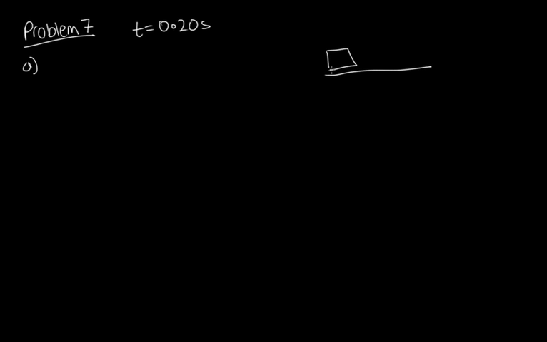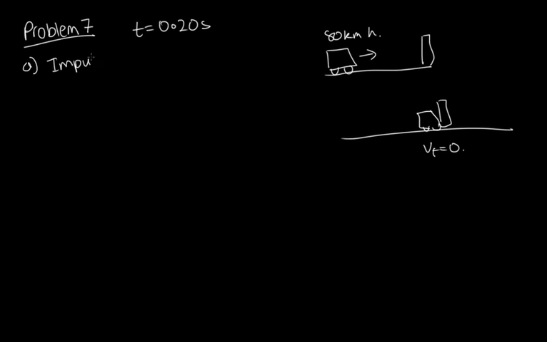So initially, we've got the car travelling at 80 kilometers per hour and the pole, and then after the collision, we've got a stationary car, so V final is equal to 0. So we know that the impulse is equal to the change in momentum, and it's also equal to force times time. So in this case, it's easiest to use the change in momentum. So this will be m V final minus m V initial.